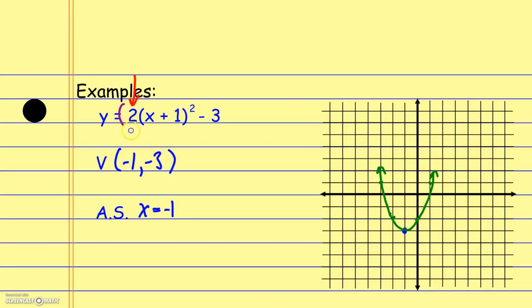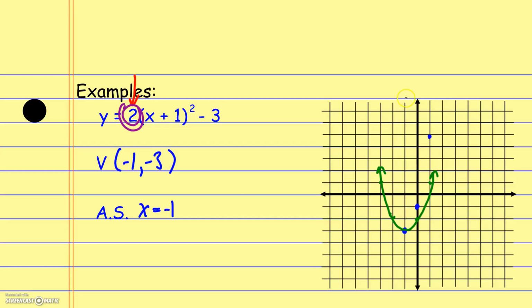Again, the a value here is 2, which means this thing's going to be stretched vertically, which is going to make it look skinnier. And so what happens, because I'm being stretched vertically by a factor of 2, right here, instead of going over 1 and then up 1, I'm going to go up 2 instead. I'm going to go up twice as high. So this thing's going to be stretched vertically. And I'm actually going to plot a point here instead. Instead of going over 2 and up 4, I'm going to go over 2, and I'm going to go up 8 units. Because, again, I'm stretching this thing vertically.